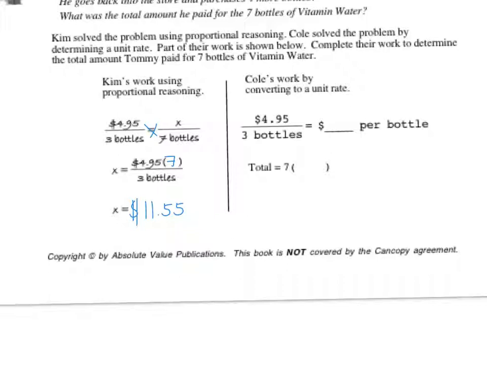And Cole did it a little bit differently. He determined the unit rate. So he divided $4.95 by 3, which, if you work that out on your calculator, you get $1.65 per bottle. So then if you multiply $1.65 by 7, you will get the same total.